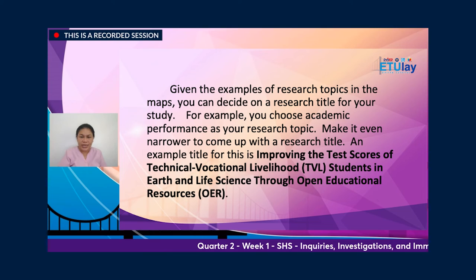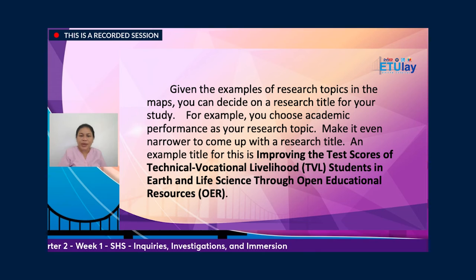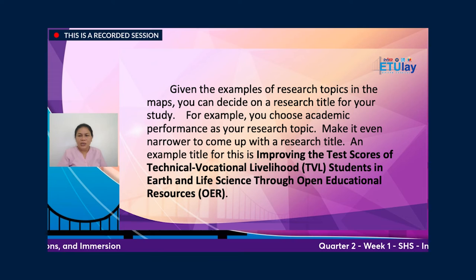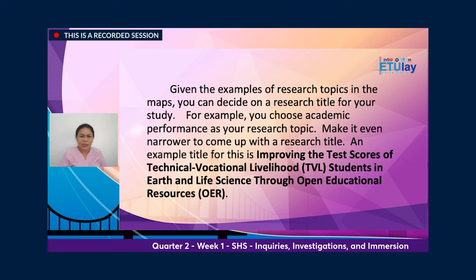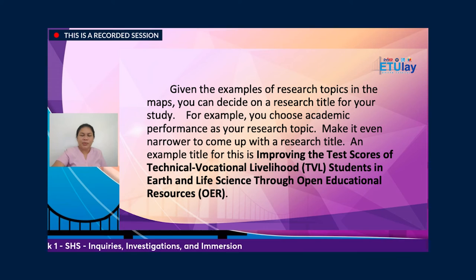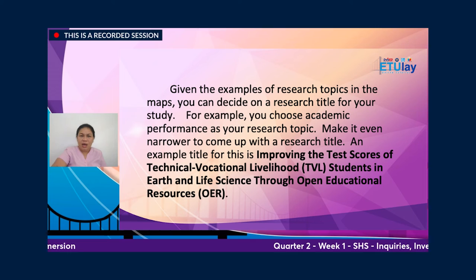So in simplifying this, you will get the test scores of the technical vocational livelihood students in earth and life science, okay? And then you will make questionnaires, and then you will administer the questionnaires, and then you compute for their average weighted mean, and then you will see which of those questions are the result in your research study. Okay, and then you can make your summary and conclusions, and then your recommendations.